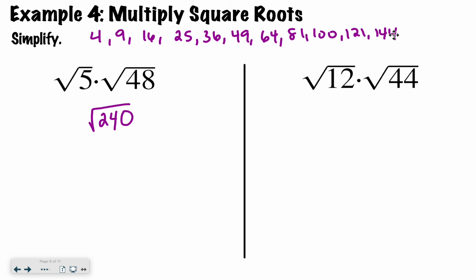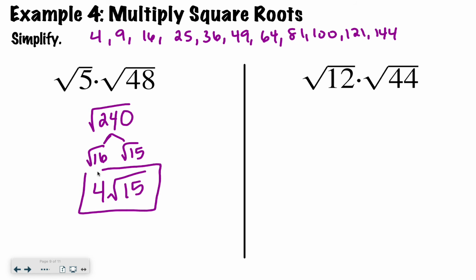So if I try 240 divided by 64, that doesn't work. 240 divided by 49 doesn't work. 240 divided by 36 doesn't work. 240 divided by 25 doesn't work. 240 divided by 16 does work. So I know 16 goes in there, and it's 16 times 15. So the square root of 16 is 4, and the square root of 15 would break down into a 3 and a 5, which don't break down any further. So it would just be 4 square root of 15.